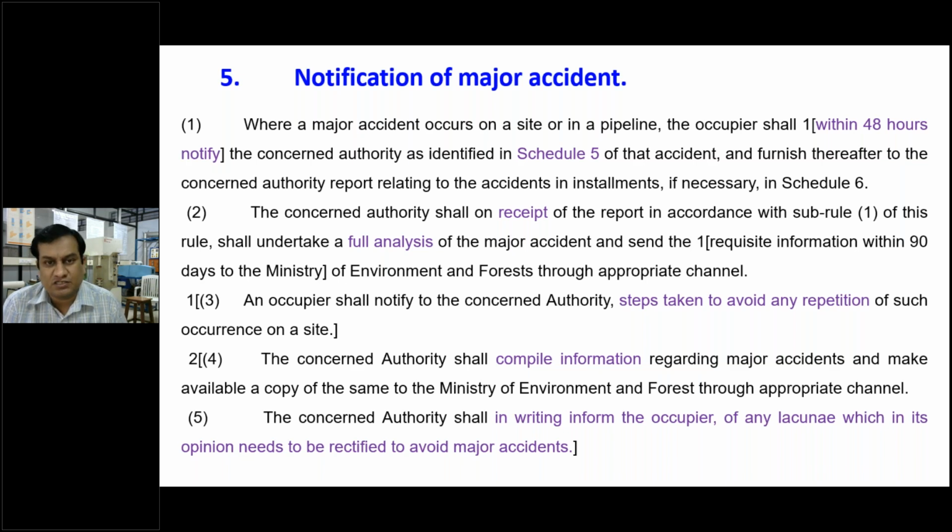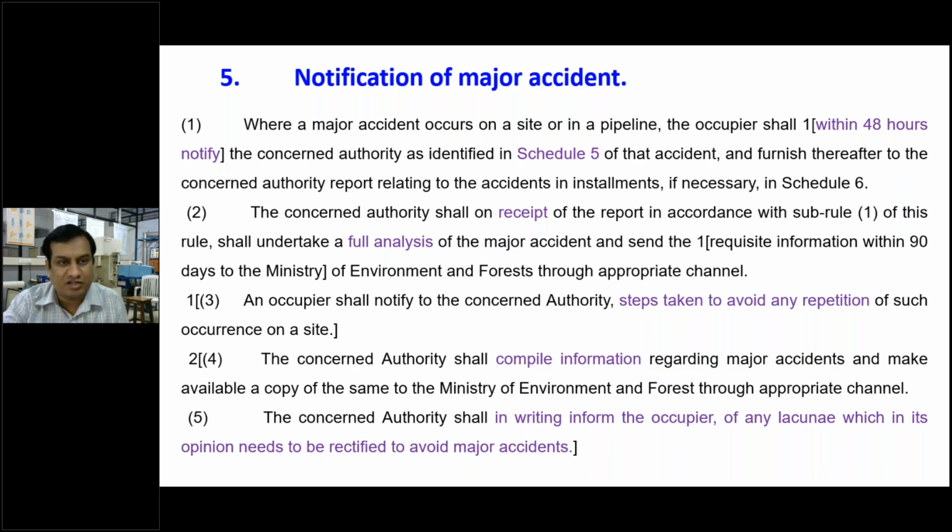That is the first criteria. Then the concerned authority shall, on receipt of the report, undertake a full analysis of the major accident and send it to the MOEF. Then the concerned authority shall take steps to avoid any repetition of this major accident, compile this information regarding the major accident, and inform the occupier in writing of any lacuna which, in its opinion, needs to be rectified to avoid the major accident.